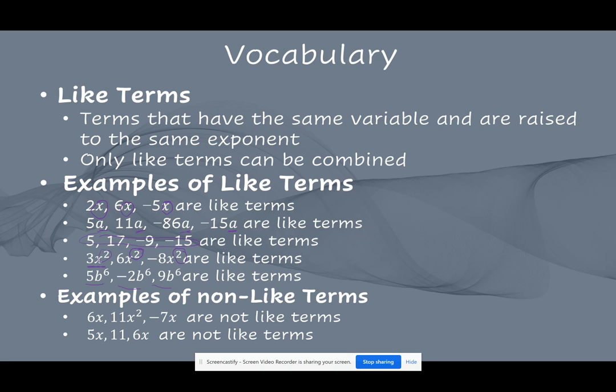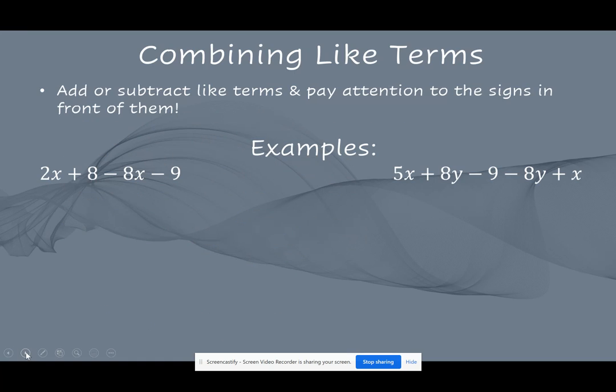Cases where we wouldn't have like terms down here would be 6x, negative 7x, but then we have 11x squared. Because of that squared, they're not like terms. And then here we have 5x and 6x, but then this 11 does not have an x with it. So they are not like terms.